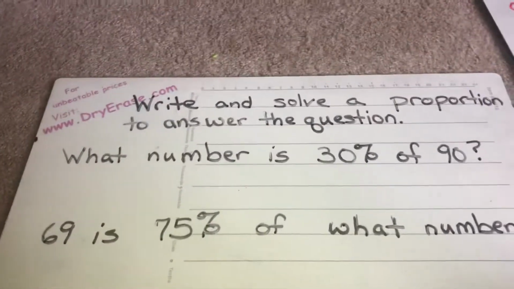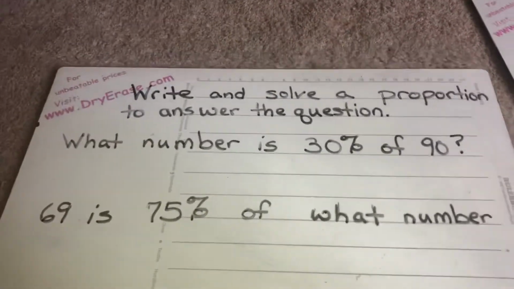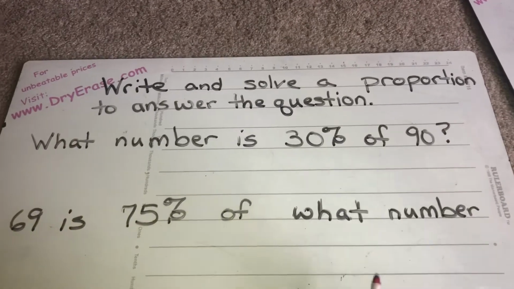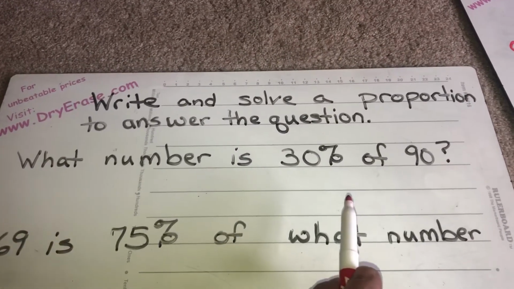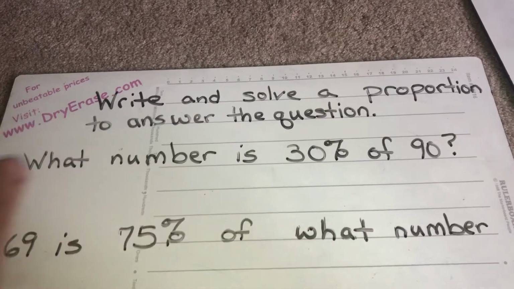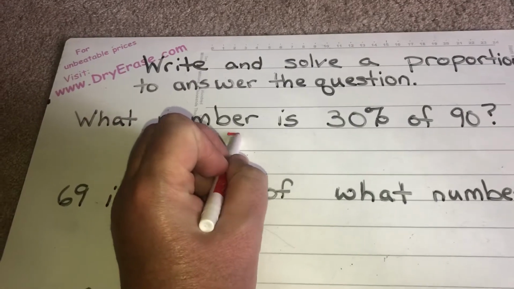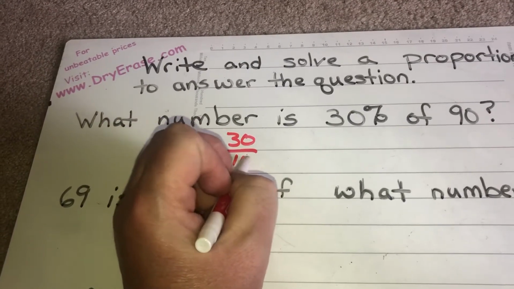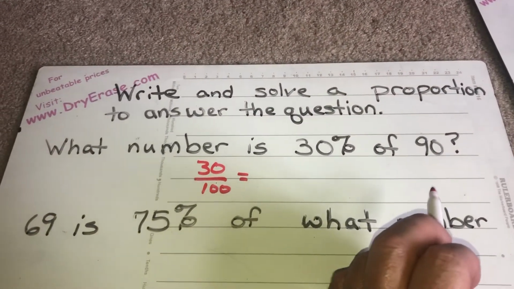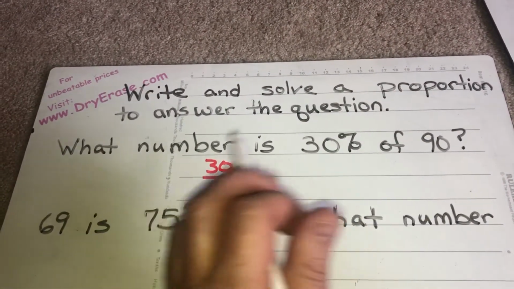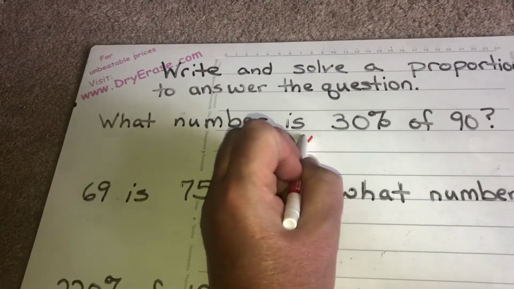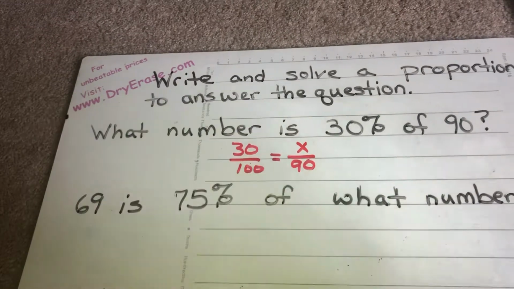So first of all, we have what number is 30% of 90? Well, first of all, we can set up a proportion because we know we have 30%. Now, percent, remember, means per 100. So if I have 30%, I know that that's 30 out of 100. So 30 out of 100 is what percent of 90? Well, 90 is the whole what? It's asking what number is 30%. So 90 is the whole group. So it's going to be x over 90.